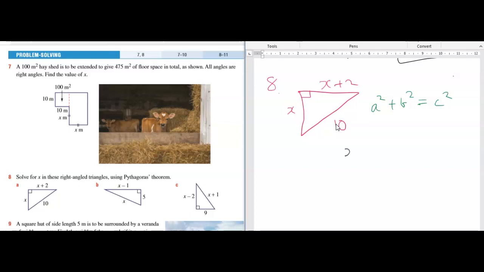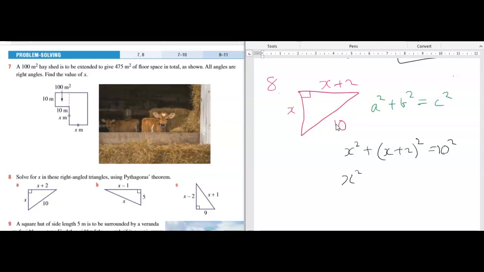All right, so let's put them in. I'm going to do x first. So x squared plus (x plus 2) squared. Make sure you put that in brackets. Equals, I was going to write c, but it's 10.